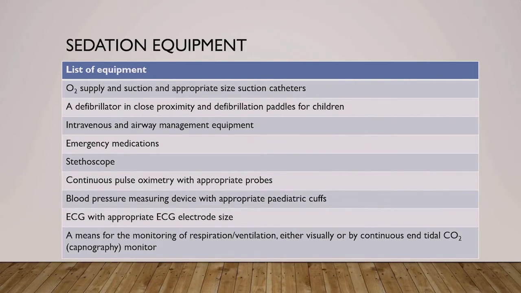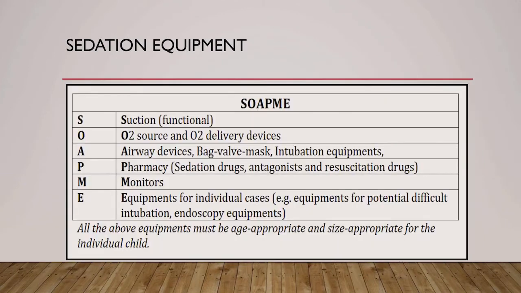some monitoring devices such as continuous pulse oximetry monitoring, a blood pressure measuring device with the appropriate size cuff, ECG with electrodes of different sizes, and also a means of monitoring respiration or ventilation, either by visually counting the respiratory rate and assessing the respiratory effort, or by a continuous end-tidal CO2 monitor, what we call capnography. I will further elaborate on these one by one.